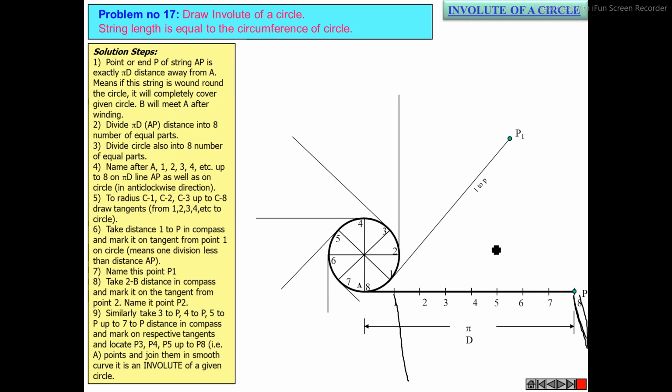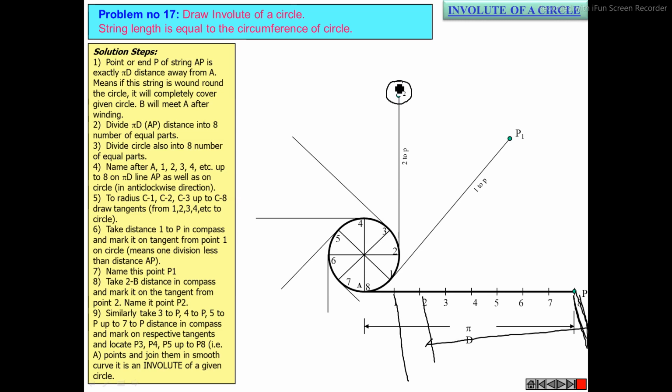Similarly, for point 2, where will I get the next locus point? I will get the locus point exactly on the tangent line passing through point 2. For that, how much distance do I need to measure in my compass? I need to measure distance 2 to P. I will place my compass at point 2, and on this infinitely long tangent line I will cut an arc 2P. So this is your arc point. Yes or no?